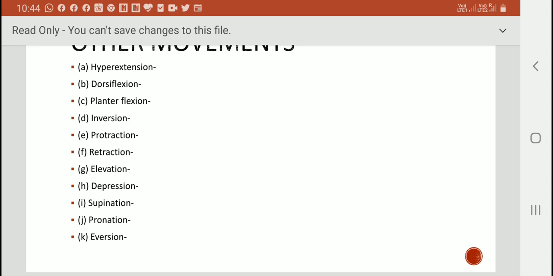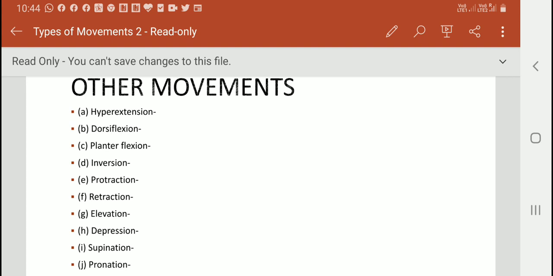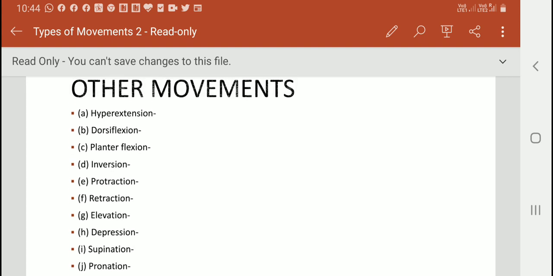Last, eversion. Turning the foot so the sole faces laterally is called eversion. These are the few movements which were left in the first PPT, so today I have revised all these movements.